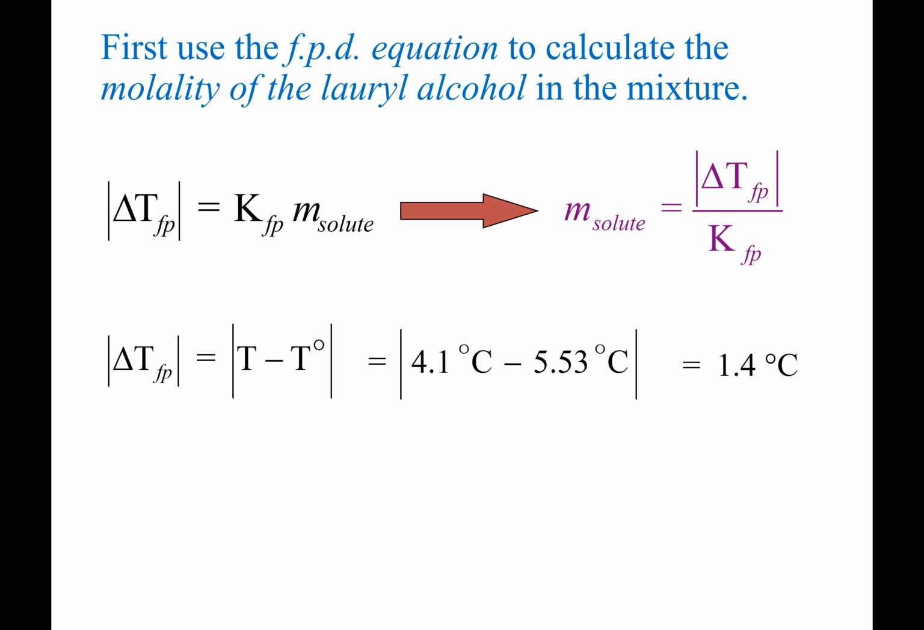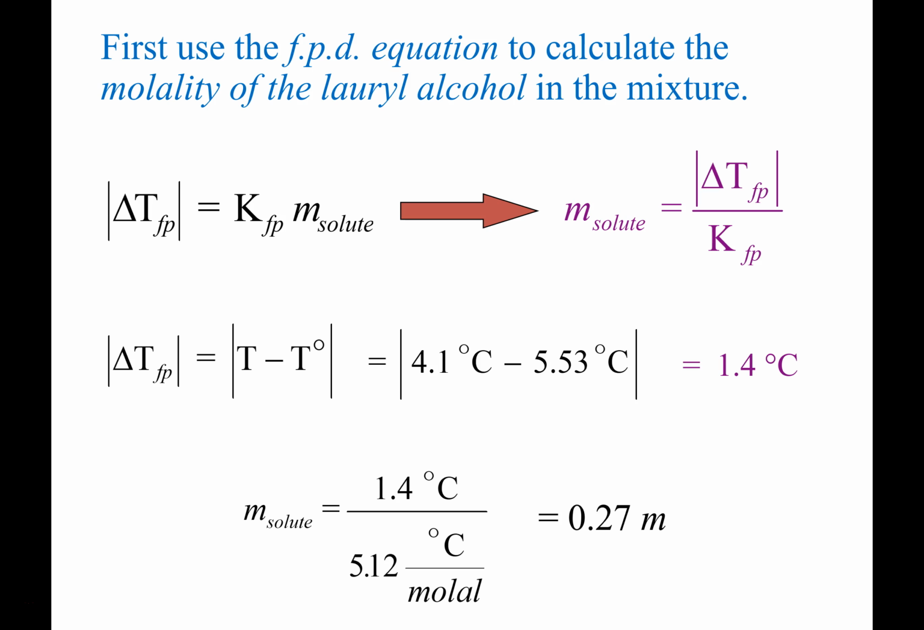The molality then of the lauryl alcohol is 1.4 degrees Celsius, which is our delta T FP, divided by 5.12 degrees Celsius per molal, which was our freezing point depression constant. So units of degrees Celsius cancel. We're left with units of molal. Rounding to 2 sig figs, we get a molality of 0.27 molal.